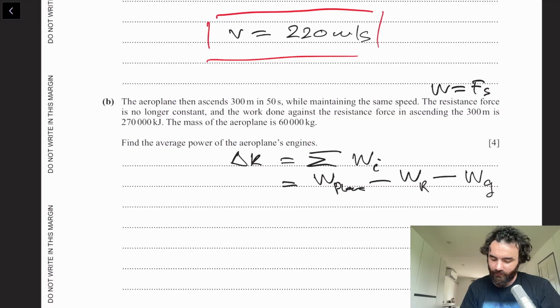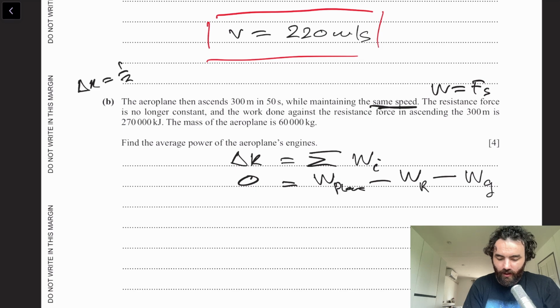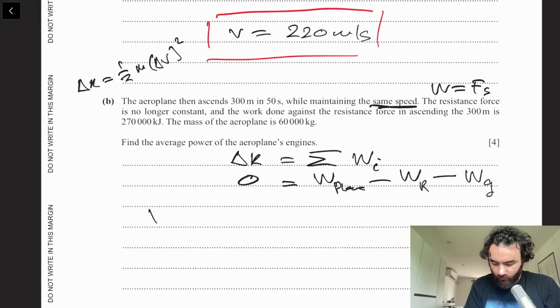Yeah. Okay, so this would be 0. So the change in kinetic energy is 0 because it ascends while maintaining the same speed. Because the change in kinetic energy would be half m change in v squared. If you don't know where I got this equation from, just look at my work energy video. So the work done by the plane equals the work done by the resistive force plus the work done by gravity.